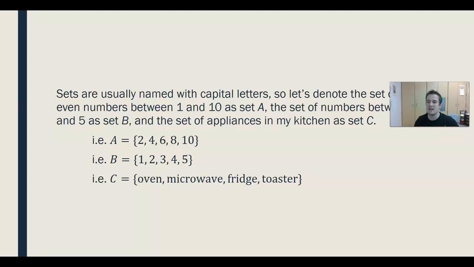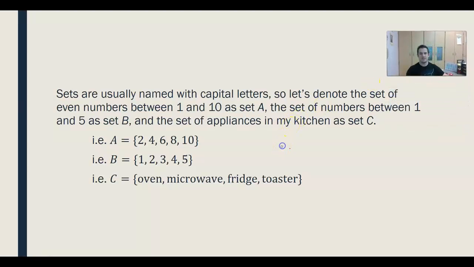So sets are usually named with capital letters. Let's denote the set of even numbers between 1 and 10 as set A, the set of numbers between 1 and 5 as set B, and the set of appliances in my kitchen as set C. Set A is equal to {2, 4, 6, 8, 10}. Set B is equal to {1, 2, 3, 4, 5}. Set C is equal to {my oven, my microwave, my fridge, and my toaster}. So that's how I list sets.